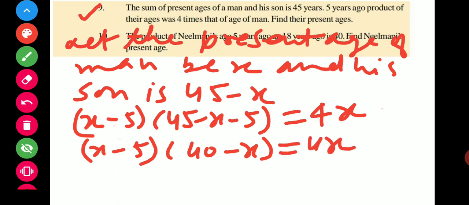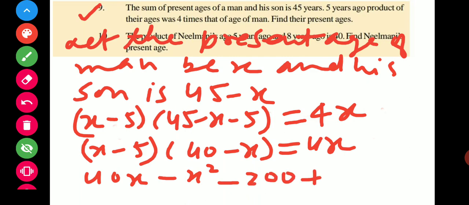So multiply inside, it is 40 of x and minus x square and minus 5 times 40 is 200, and plus 5x equal to 4x.